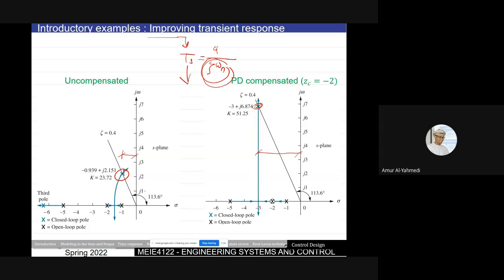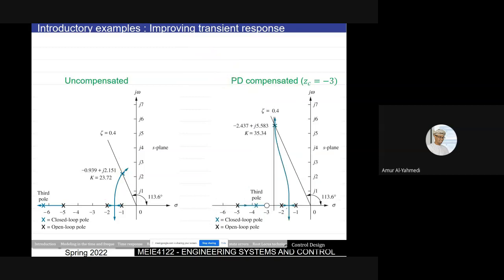So how to do it? You put a 0 somewhere, and this will change the root locus. So I put a 0 here. Let's say I put it at -2. This is the original plant. I have poles at -1, -2, -5. This is what I have now. Let's say I put a 0 at -2. Then my root locus will be something like this in that case, and it will pass through that point.